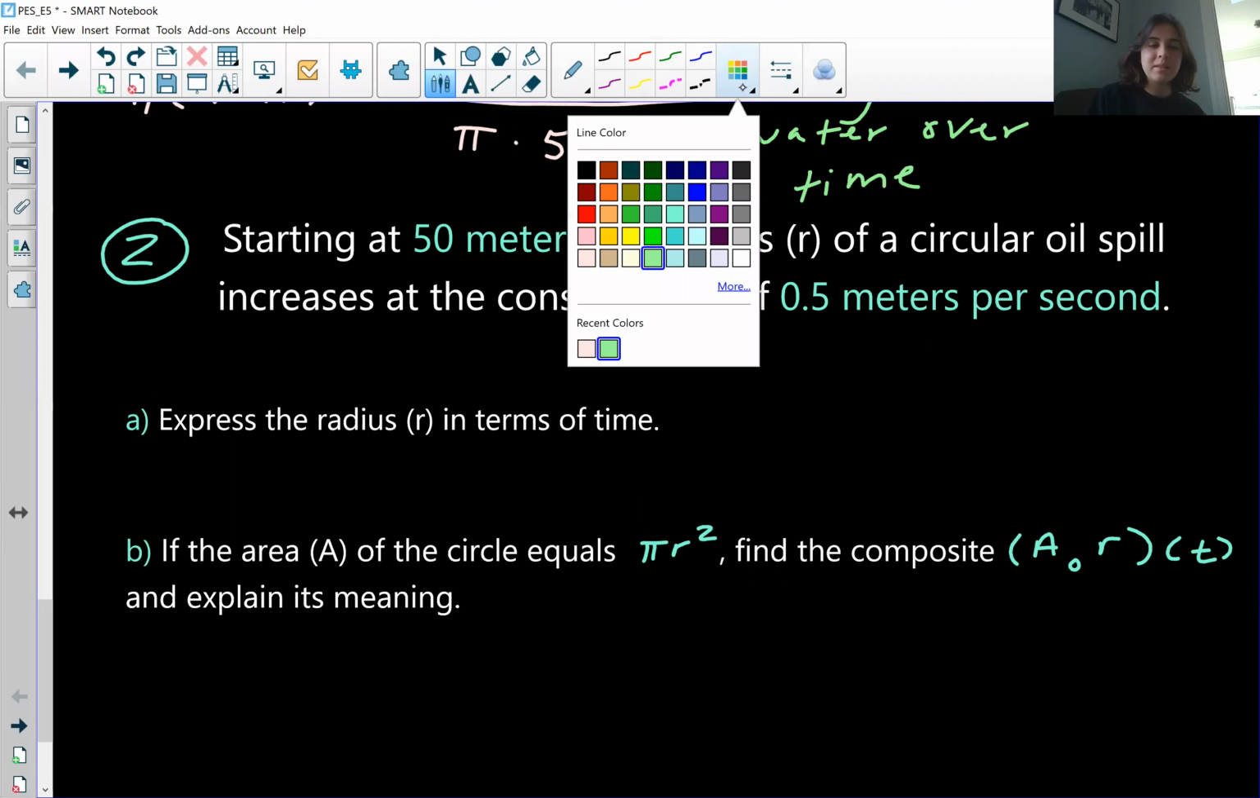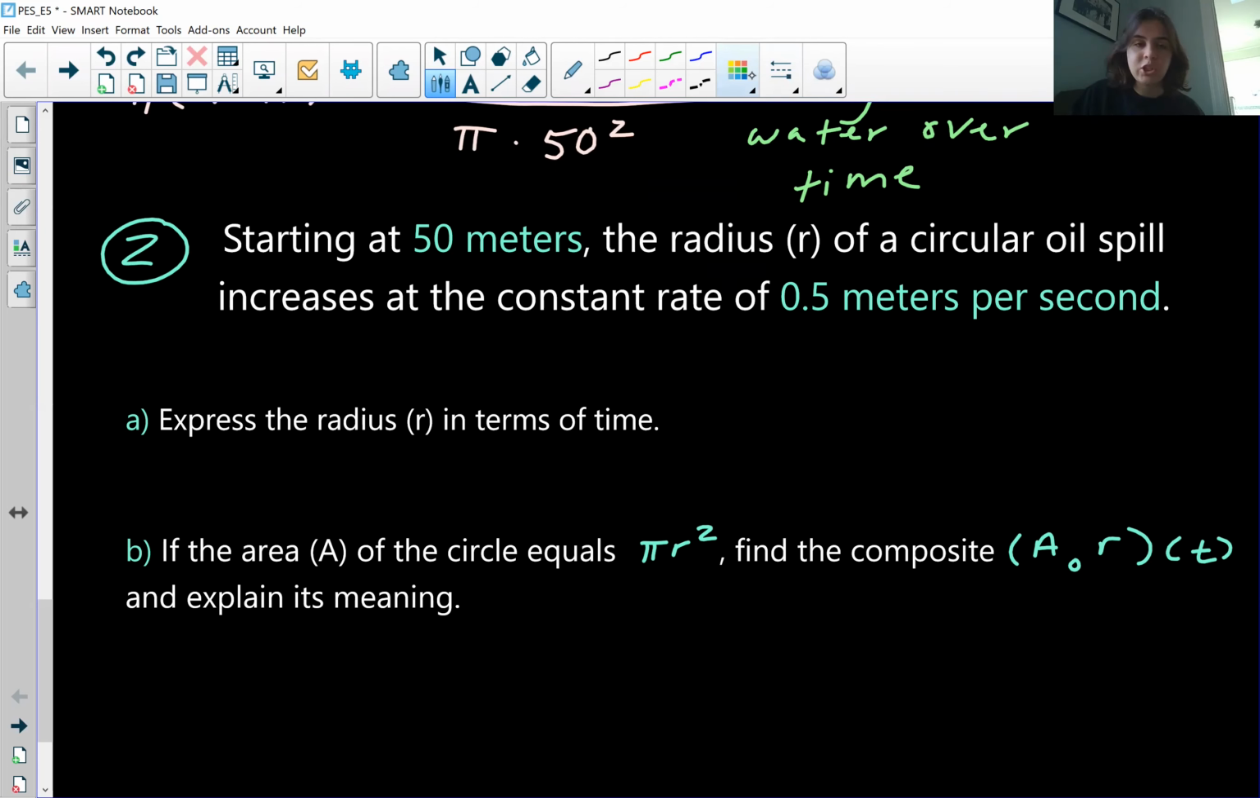Okay, so this is the second part of applications of composite functions. We're just going to do this problem right here. It should only take a few minutes. So let's get right into it.